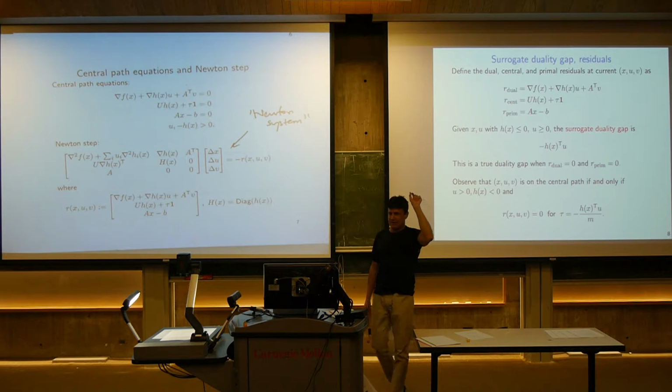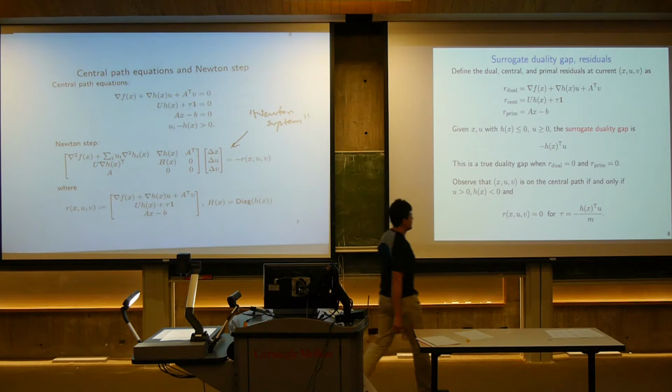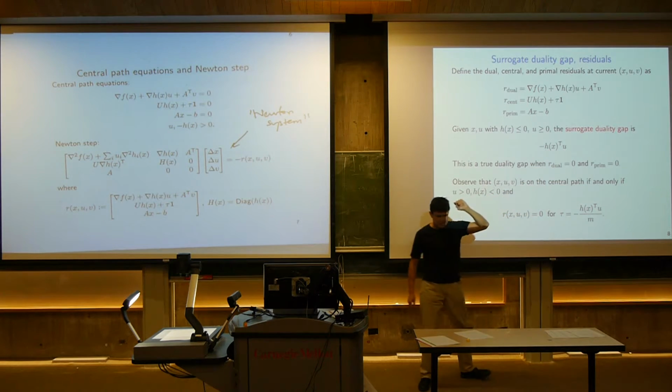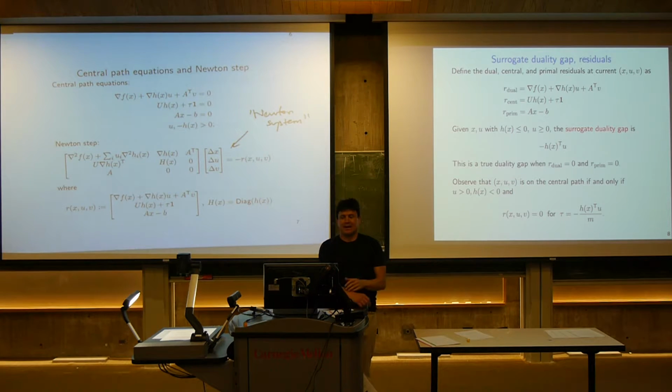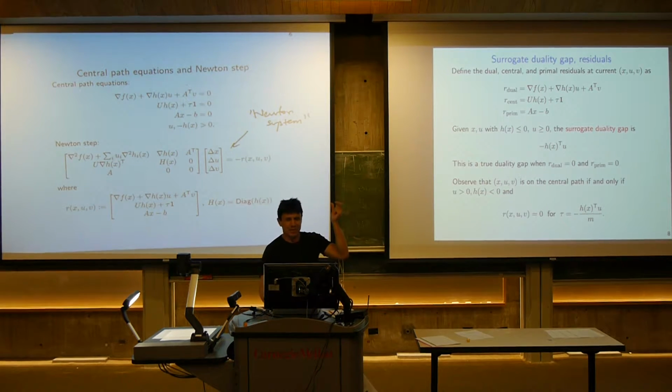Now, if we have some x and u, where x makes all the h functions less than or equal to 0, and u is non-negative, then this product, h transpose u with a negative sign, is non-negative, since minus h is a non-negative vector and u is also non-negative. That is called the surrogate duality gap.